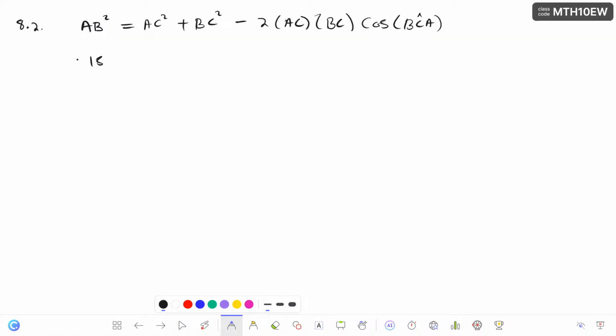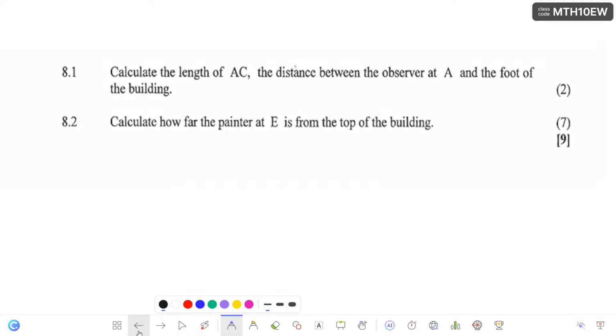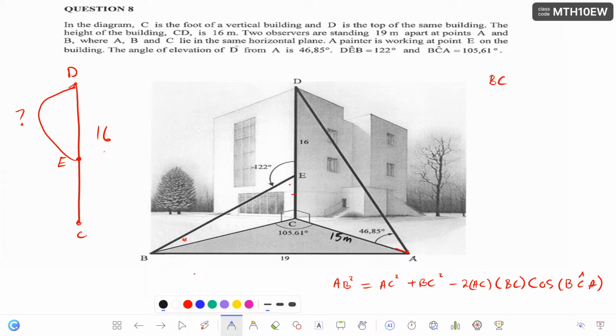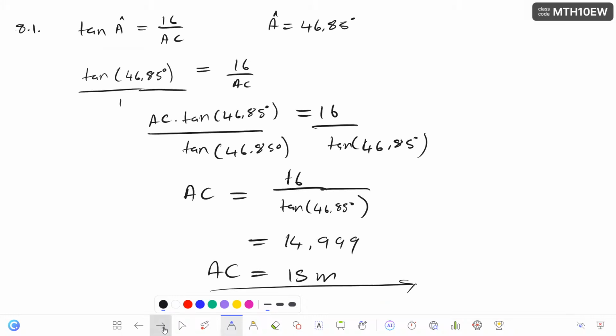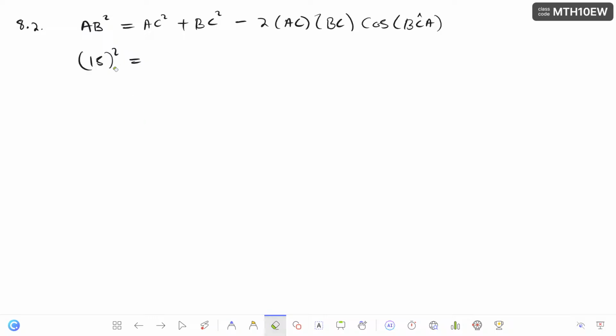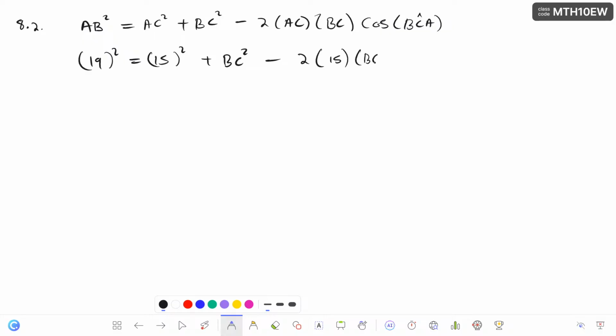So this one I already calculated, this one is 15. No, AB is 19. Sorry about that. AB is 19. Then AC is 15. BC we don't know. Minus 2, then AC is 15, BC we don't know. Then cos of what?